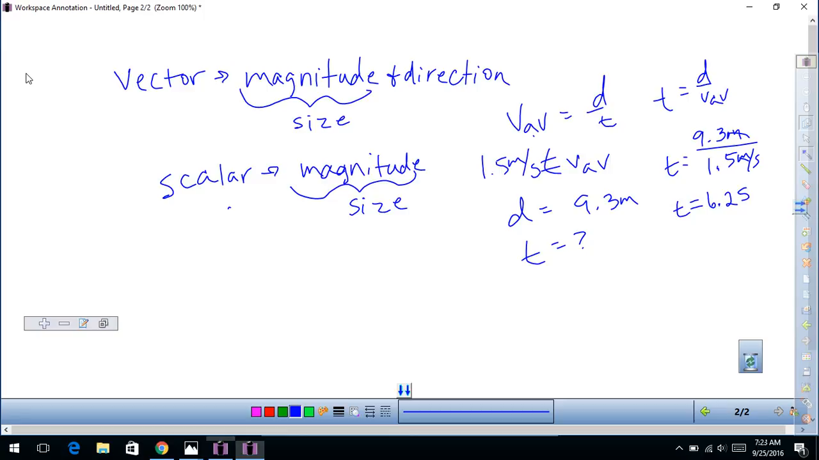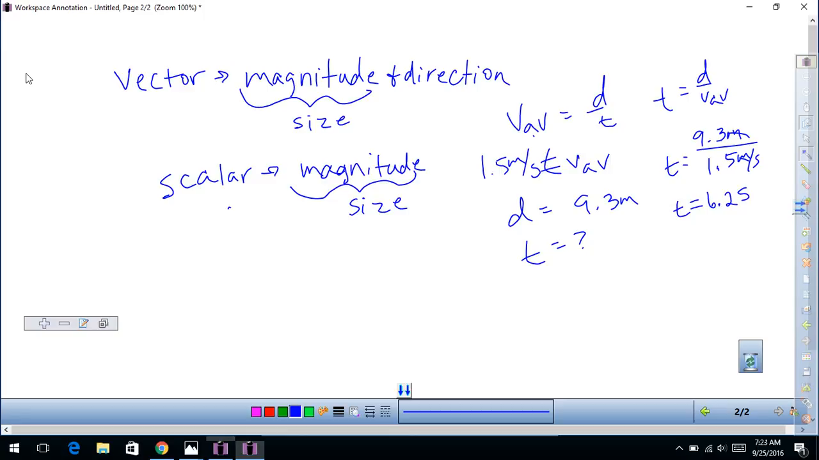So he went to the north 50 meters, and it took him 22 seconds. So you can do 50 meters divided by 22 seconds, and that would give you 2.27 meters per second, and he's headed to the north. And average velocity, well, his displacement was 0 because he stopped where he started, so it would be 0 meters divided by 42 seconds, or 0 meters per second.